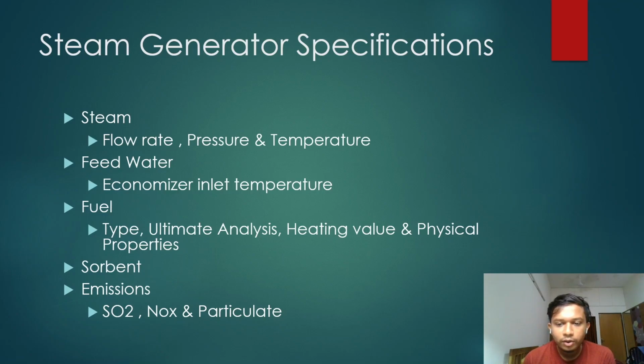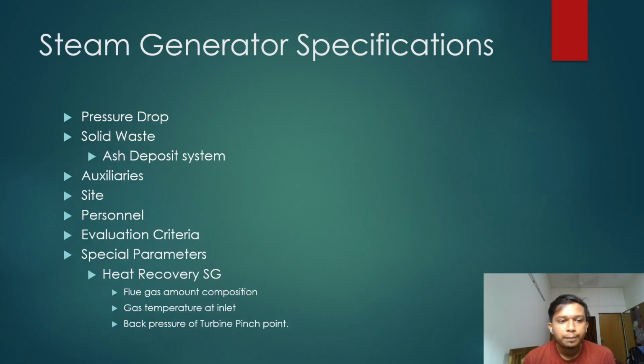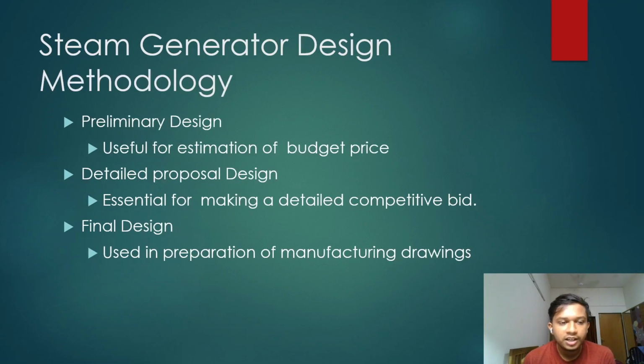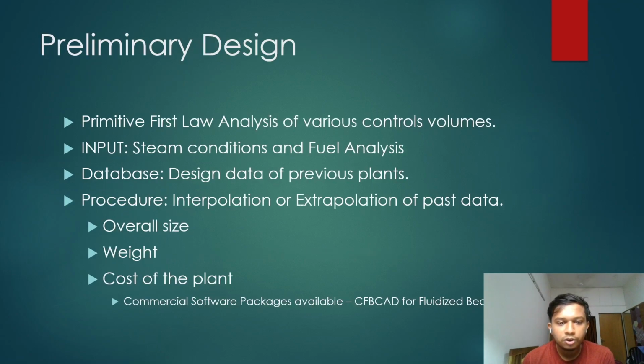Steam generation specifications: steam flow rate, pressure and temperature, feed water, economizer inlet temperature, fuel type, ultimate analysis, heat value and physical properties, sorbent, emission, SO2, NOx and particulate, then pressure drop, soil waste, ash deposit system, auxiliary site, personnel, evaluation criteria. Special parameters, heat recovery SG: flue gas amount and composition, gas temperature at inlet, back pressure of turbine, pinch point. Then preliminary design, useful for estimation of budget price; detailed proposal design, essential for making a detailed competitive bid; final design used in presentation of manufacturing drawings.